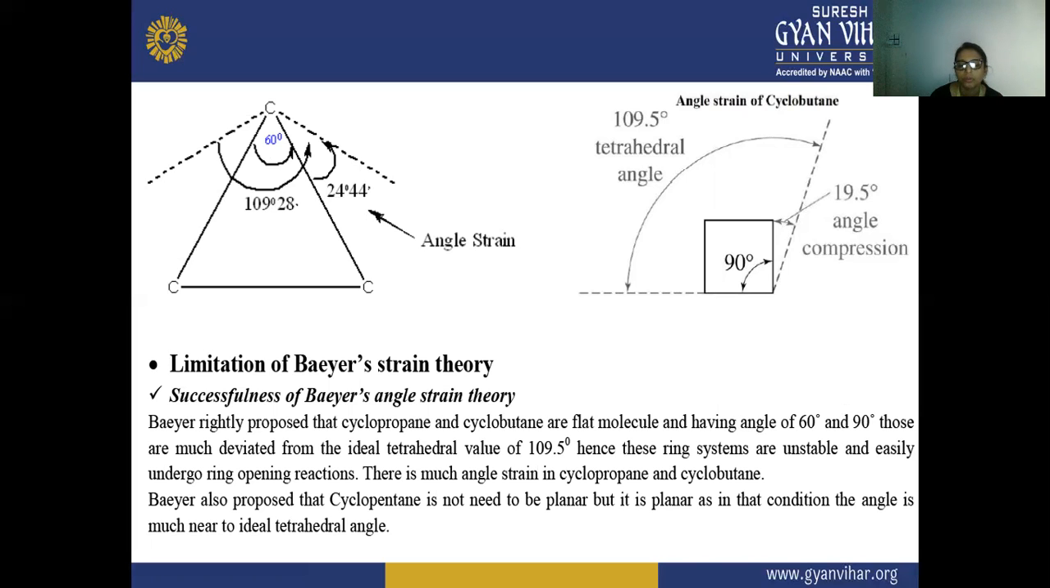Bayer also proposed that cyclopentane need not be planar, but it is planar, as in that condition the angle is much nearer to the ideal tetrahedral angle. Due to this planar condition, its angle is much nearer to the tetrahedral, that is, the normal ideal ring bond angle.